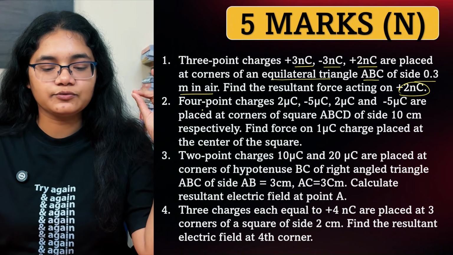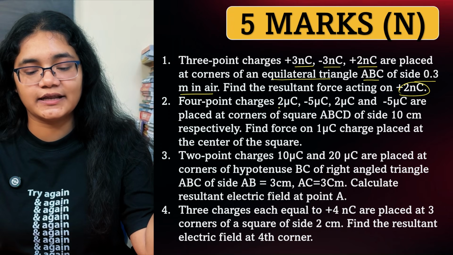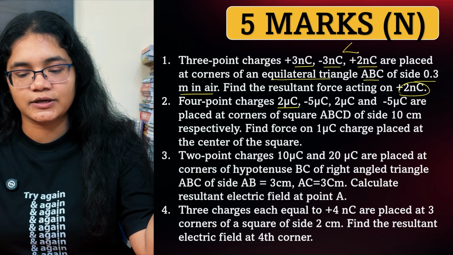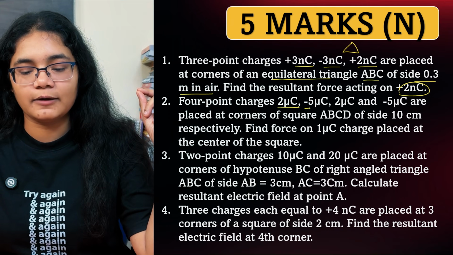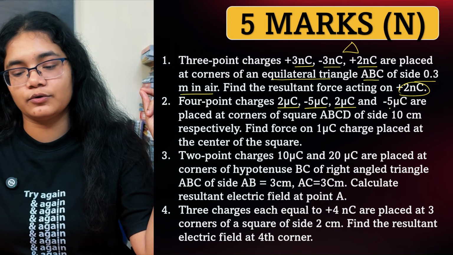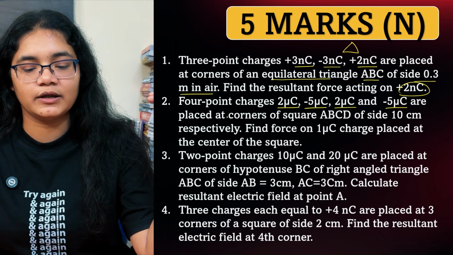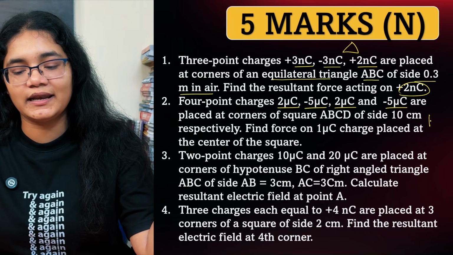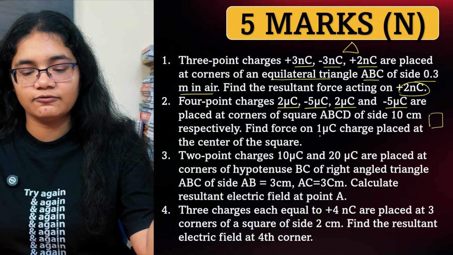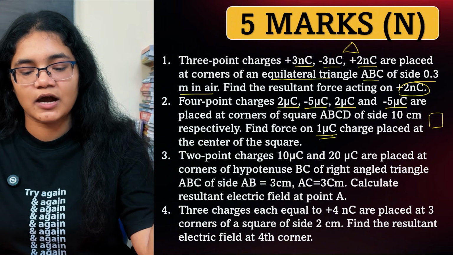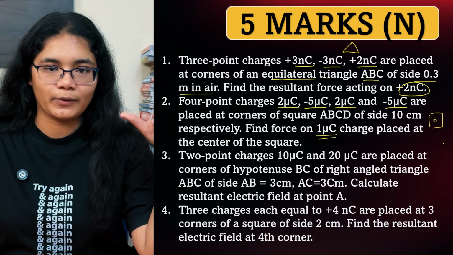Okay, so next one is the force on 4 point charges like 2 microcoulomb. So this is in the shape of a triangle. Okay, next one: 4 point charges of 2 microcoulomb, minus 5 microcoulomb, 2 microcoulomb and again minus 5 microcoulomb are placed at the corners of a square ABCD of side 10 centimeter respectively. Find the force on the 1 microcoulomb charge placed at the center of the square.